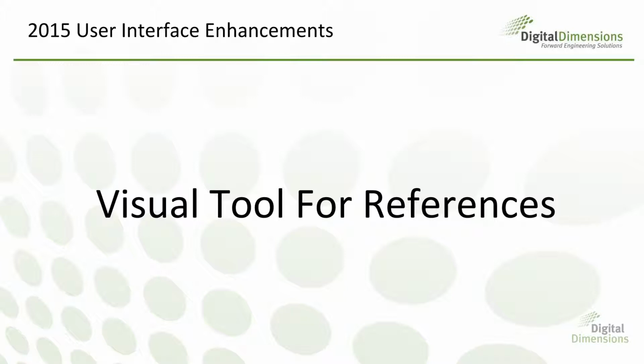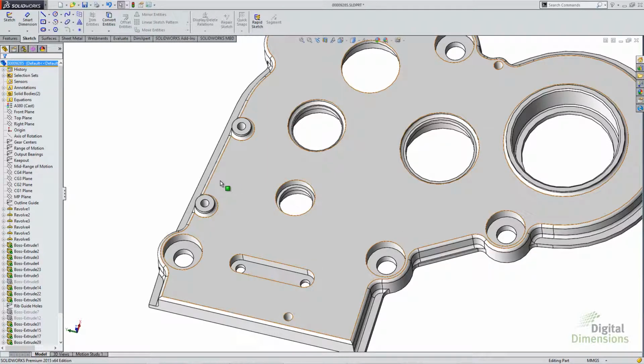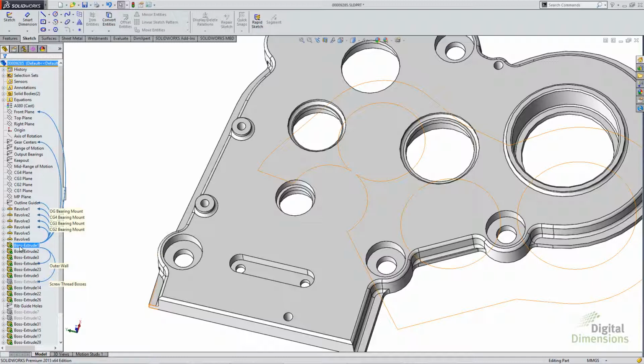Our last user interface enhancement is one of our favorites on the DDi Tech team, and that is the visual tool for references. If we jump into SolidWorks, if you hover over a feature, you'll see these arrows in the tree showing you the parents of that feature, so it's showing you the parent-child relationships. You'll notice if you just scroll, you don't get those arrows, so they're pretty much out of the way most times. But if you stop on a feature for a second or two and hover over it, you'll see those arrows.